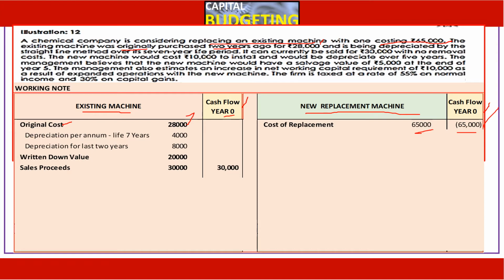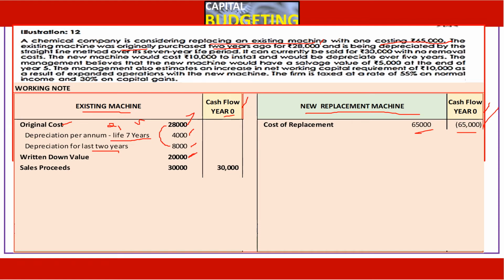Let us understand this: it was purchased 2 years ago for an original cost of 28,000, and is being depreciated by straight line method over its 7-year life. Its life is 7 years, 2 years is past and 5 years is future. For 7 years, 28,000 distributed under straight line method, annual depreciation is 4,000. It has already covered 2 years, means the depreciation charged is 8,000. Therefore, written down value as of this year is 28 minus 8 is equal to 20.